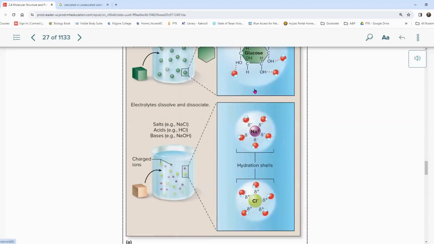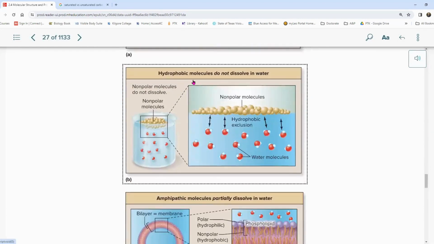Now that was with polar molecules. Hydrophobic molecules are nonpolar, which means that they don't have a positive and negative charge. So this would be like vegetable oil in water. Vegetable oil is going to sit on that very top layer because it doesn't want to have any interactions with water. It doesn't like it. It's hydrophobic. It's scared of it. So it wants to get as far away from it as possible. So it's not going to dissolve.